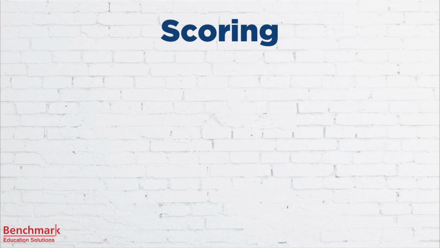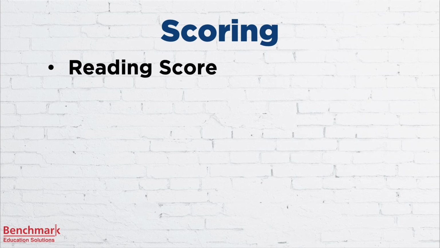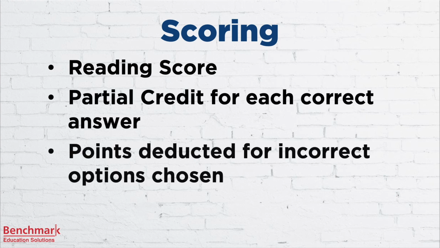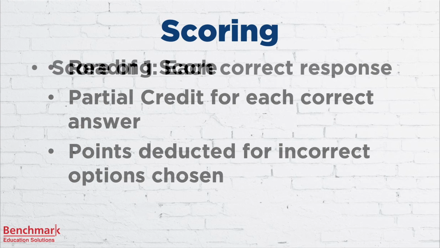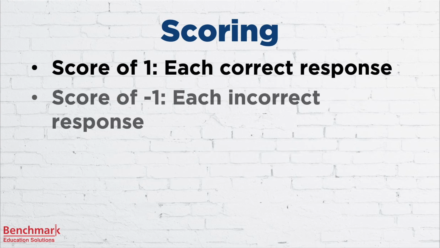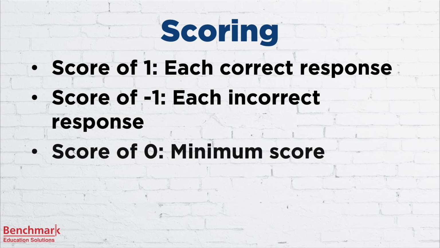First, these questions are obviously part of your reading score. There's more than one correct option per question, and you can select more than one answer. A score of 1 is given for each correctly completed answer, but if you choose an incorrect response, you'll have a point taken away. However, a score of 0 is the minimum score per question.